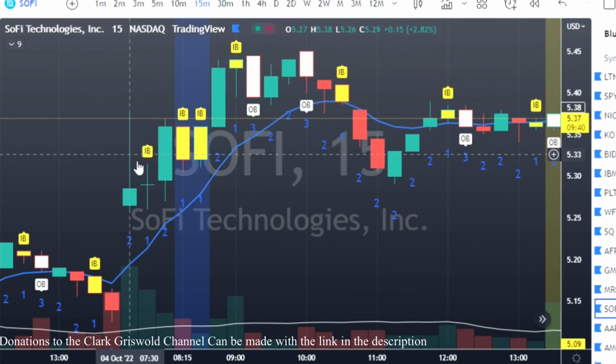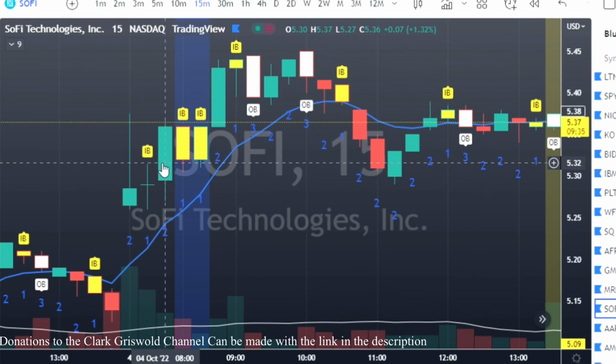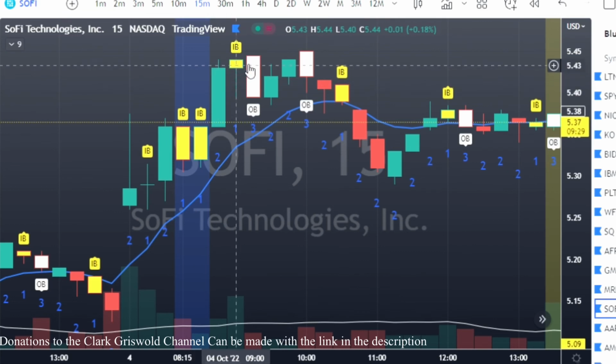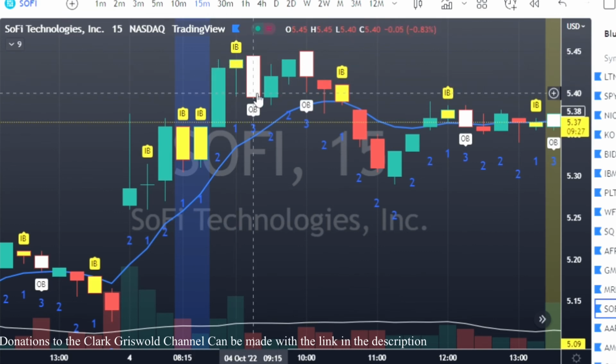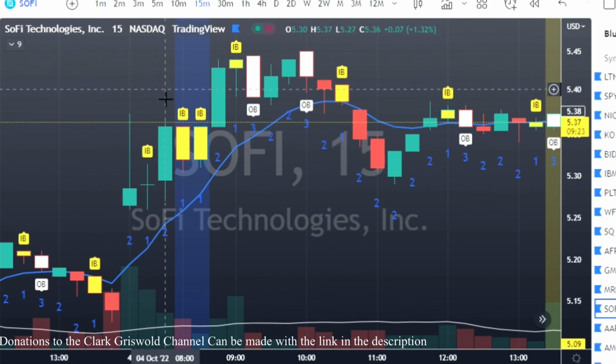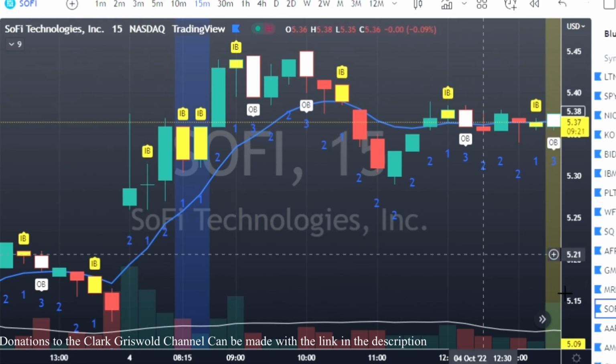SoFi. We've got this candle here that opens. Then we have the inside bar. Then we take the break of the inside bar, and we're up. Then inside bar, break. Then an inside bar, and we're out. Winning position. Now, I don't have targets marked, so again, you could have taken profit at those targets.